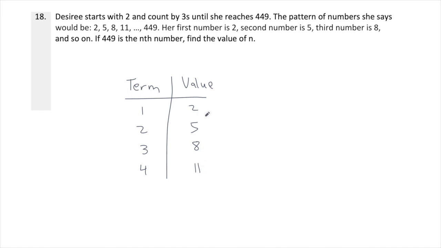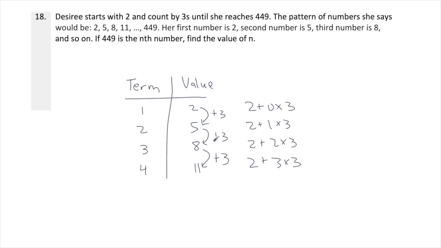Going from the first term to the second term, we see that it increases by 3. Going from the second term to the third term, we see that it also increases by 3. And going from the third term to the fourth term, it increases by 3. Looking at the first term, we see that we have the initial value and we add 3 0 times. So we can write the value of the first term as 2 plus 0 times 3. Since we add 3 0 times, we can write the value of the second term as 2 plus 1 times 3. Because we add 3 once, we can write the value of the third term as 2 plus 2 times 3. Because we add 3 twice, we can write the value of the last term as 2 plus 3 times 3. Since we add 3 times.